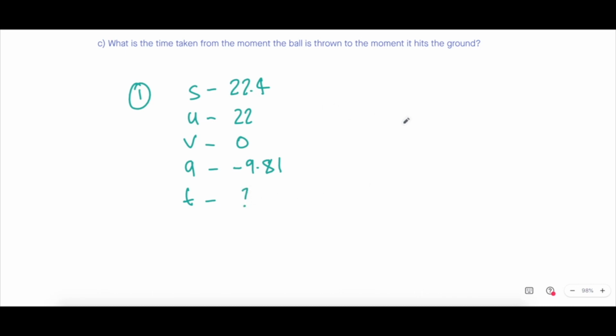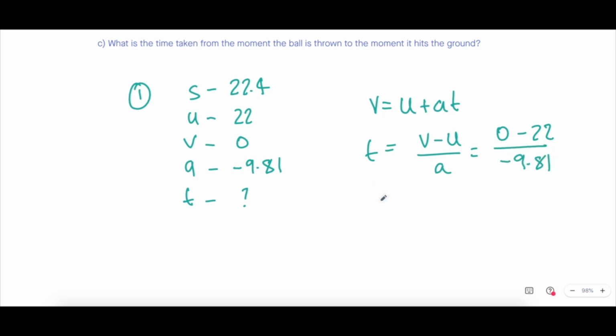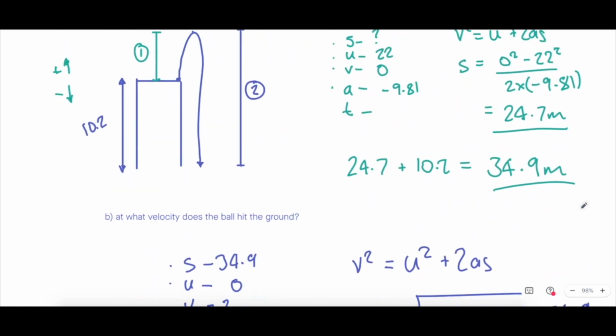There's quite a few equations you can use, because we have 4 knowns here. Usually you only have 3. What I'm going to use is V is equal to U plus AT. So rearrange that to give you V minus U over A. So that will be 0 minus 22 divided by minus 9.81, and that will give you a time of 2.24 seconds. So this is just for the first half of the jump.